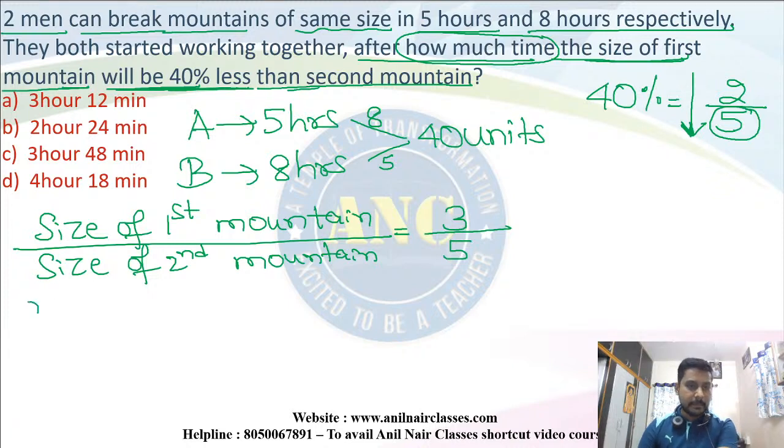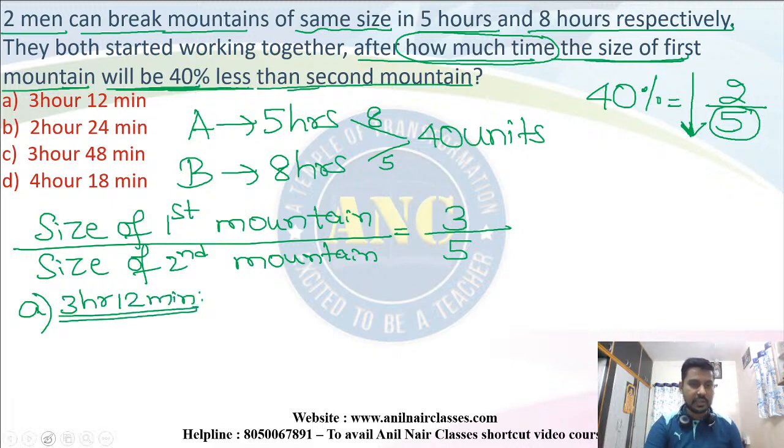Now see here, the best way to solve this question is by answer options. First option is 3 hours and 12 minutes, right? Now think a little logically. I will solve very, very clearly.